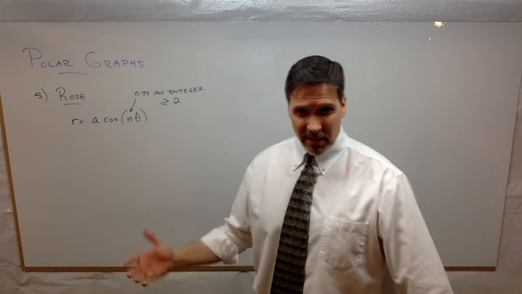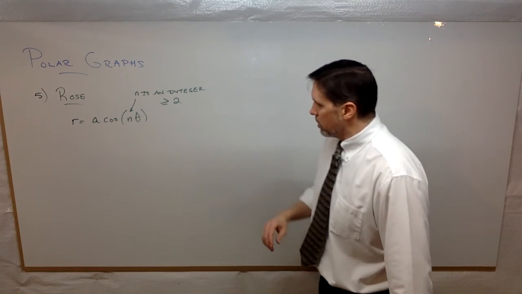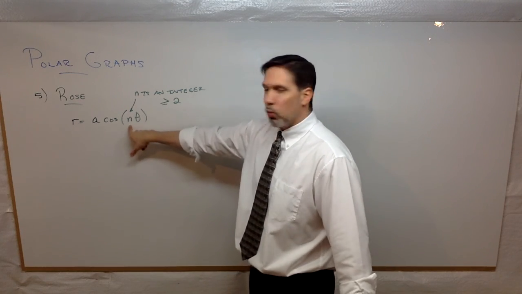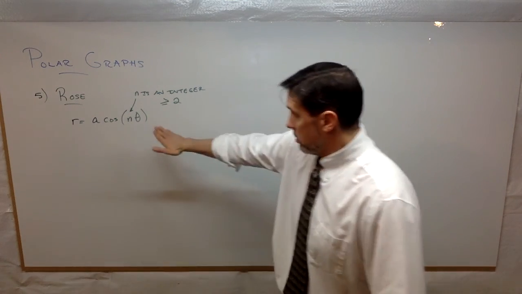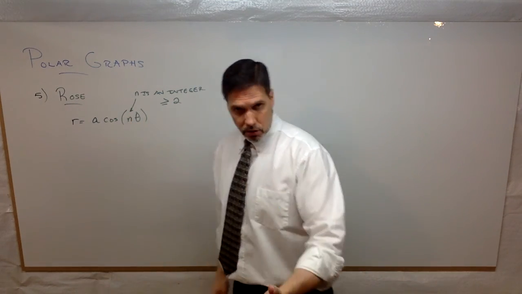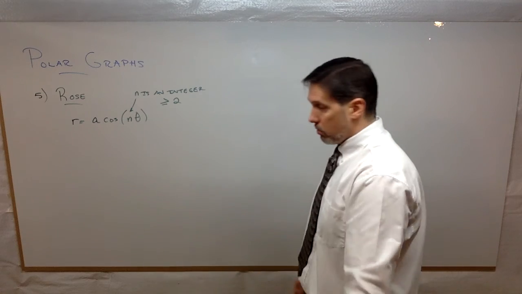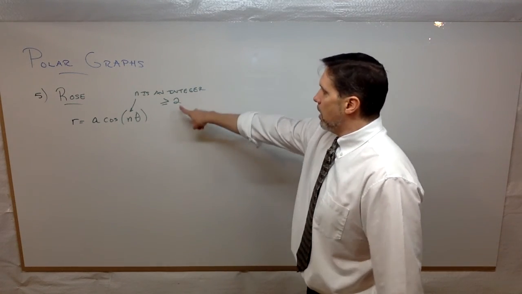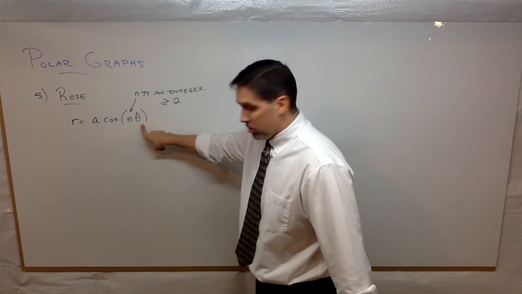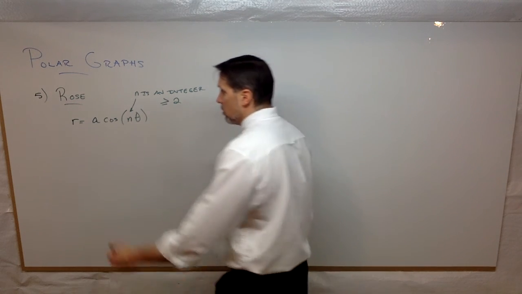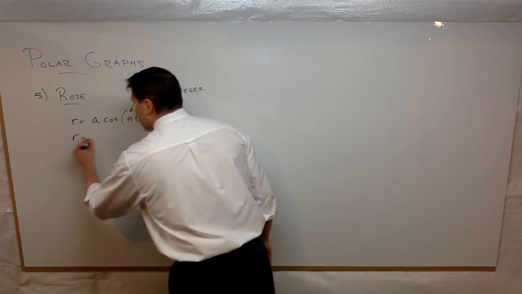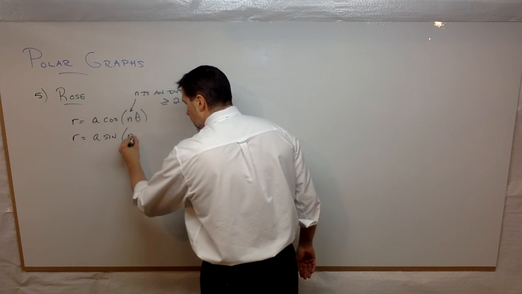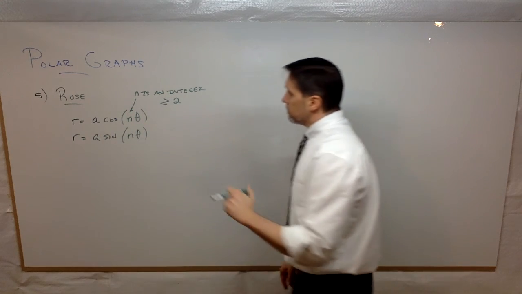Start messing with negatives and such, I believe you still get a rose, but I want to talk about n being greater than or equal to 2. Because if n is 1, you don't have a rose. If n is 1, you have a circle that passes through the pole. I suppose you could call it a type of rose, but we're going to make sure that n value is greater than or equal to 2. The other version is the sine version, a sine n theta.